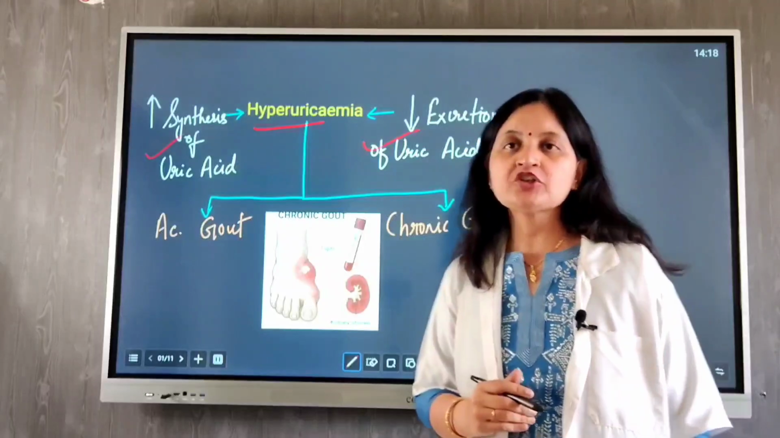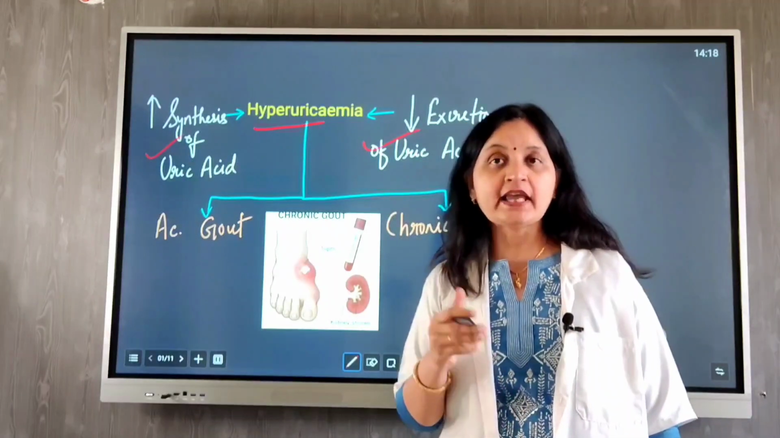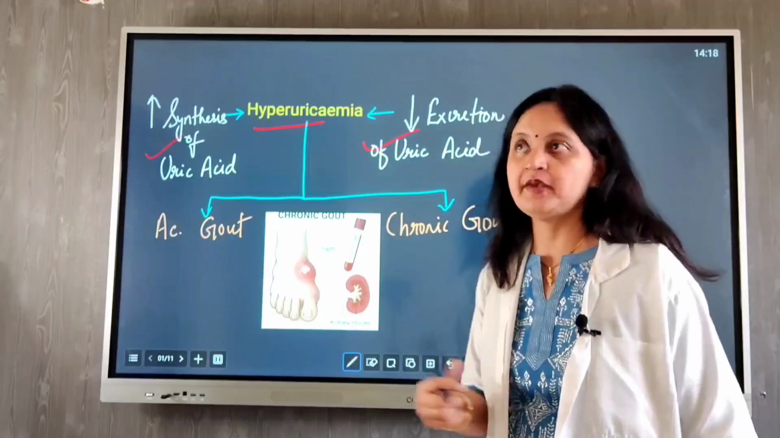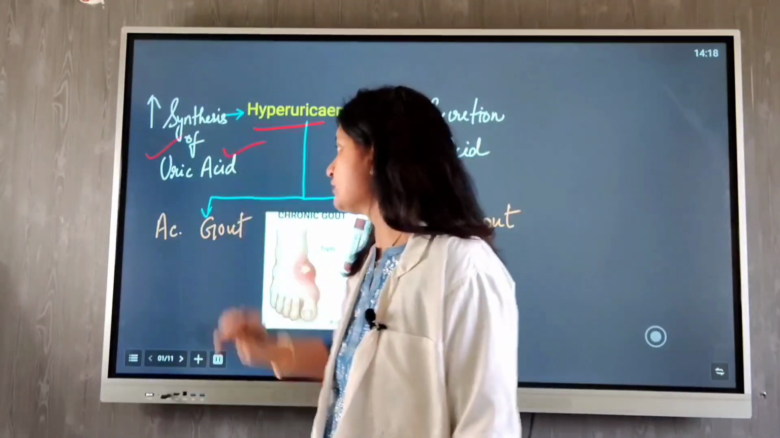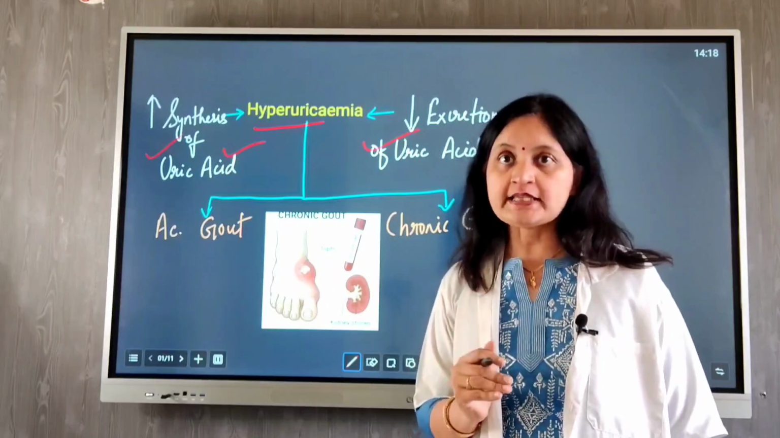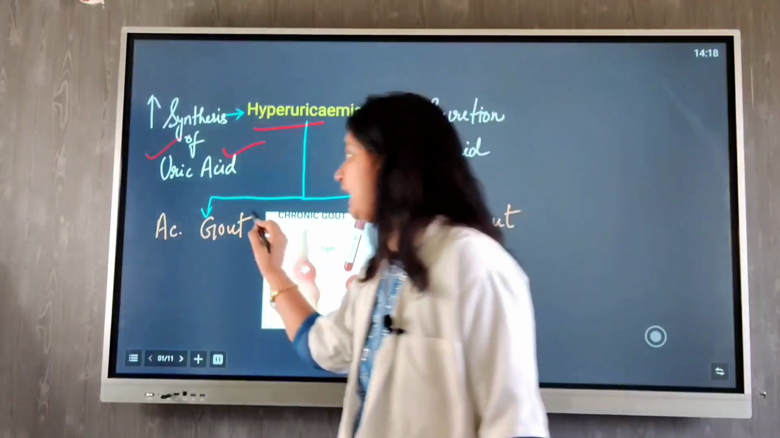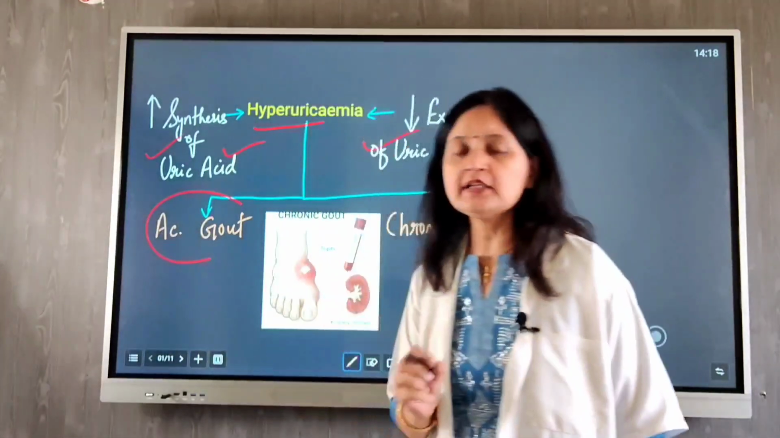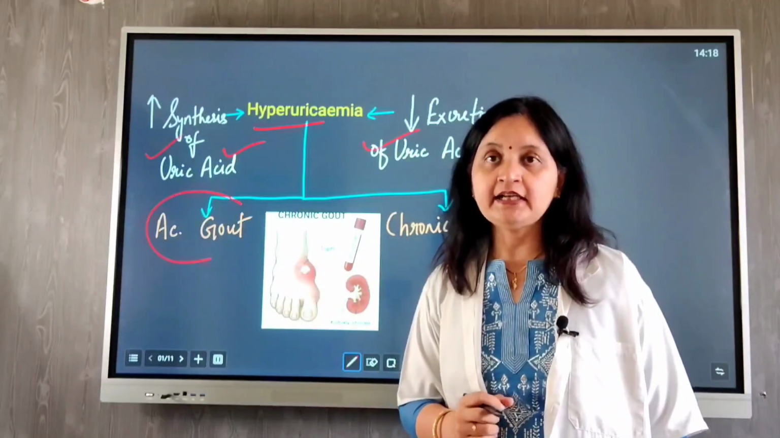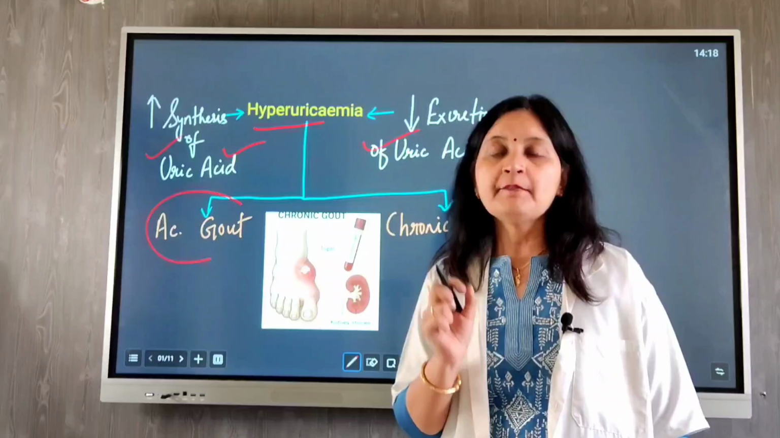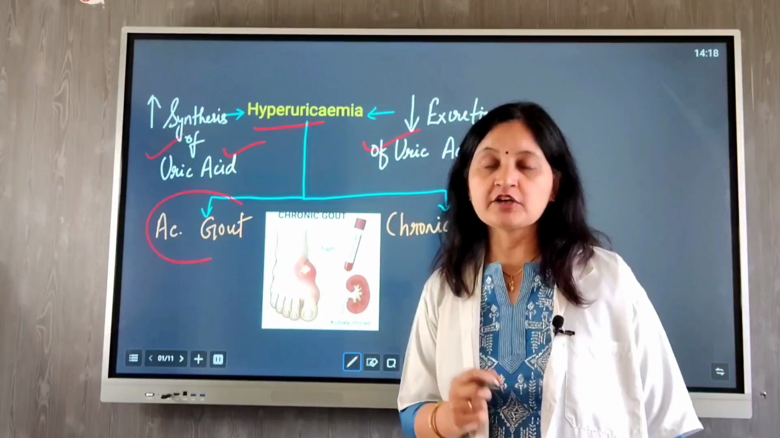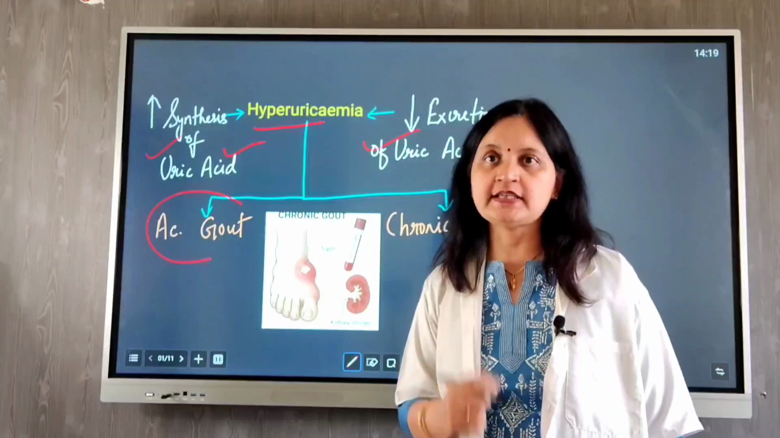In the majority of patients, hyperuricemia is due to decreased excretion through the kidneys, and in a few patients, hyperuricemia is due to increased synthesis of uric acid. So elevated blood levels of uric acid can lead to acute attacks of gout. There is redness, swelling, tenderness, pain, and the common site that is affected is the great toe. The management of acute gout includes non-steroidal anti-inflammatory drugs, corticosteroids, and colchicine.